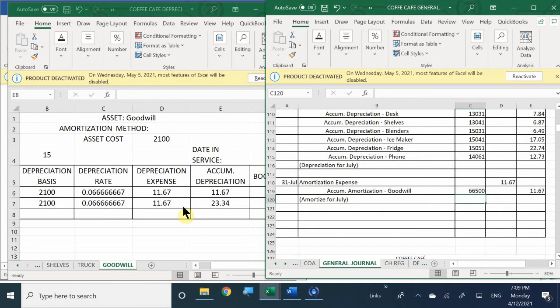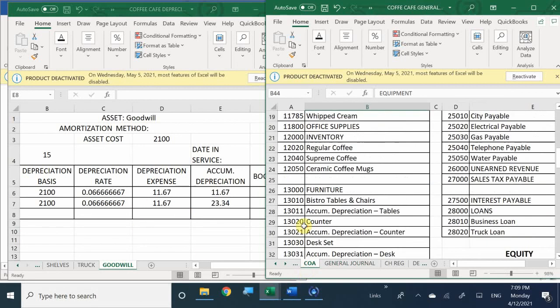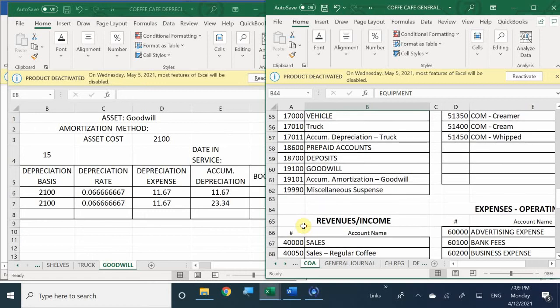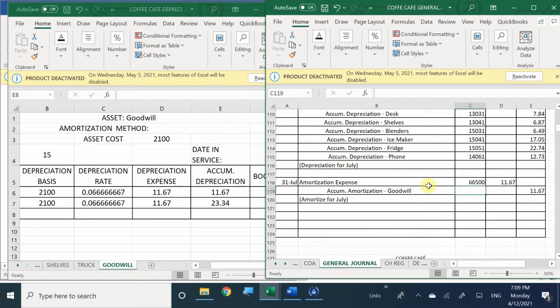66500, and my accumulated goodwill should be account number 19101. Okay. 19101. There you go. Right?